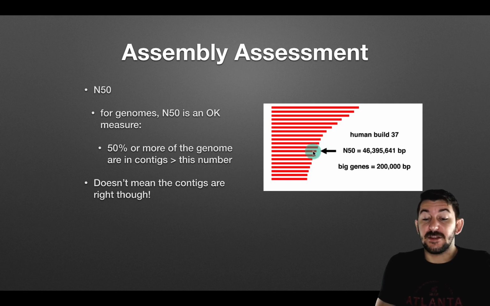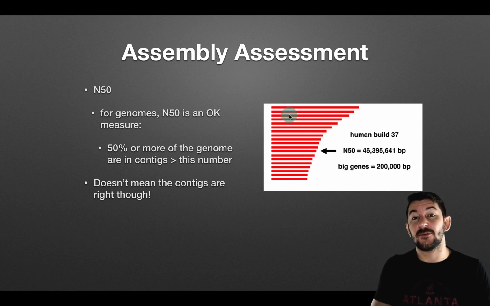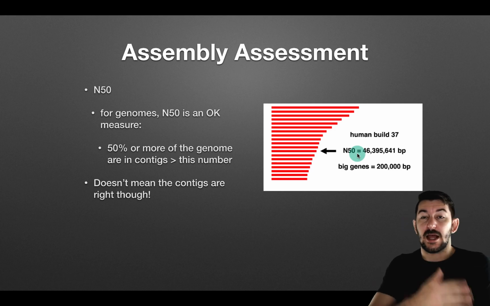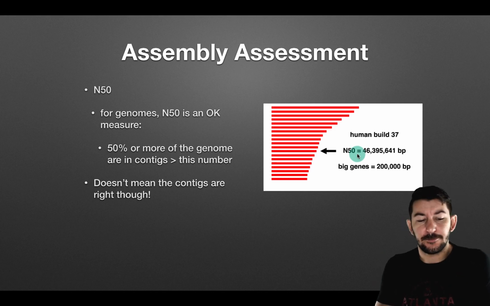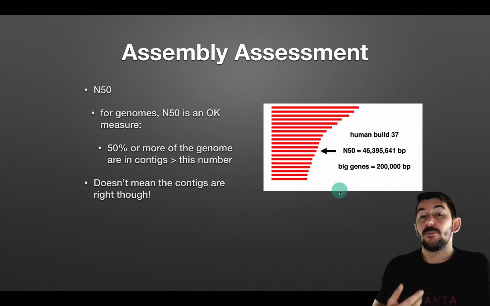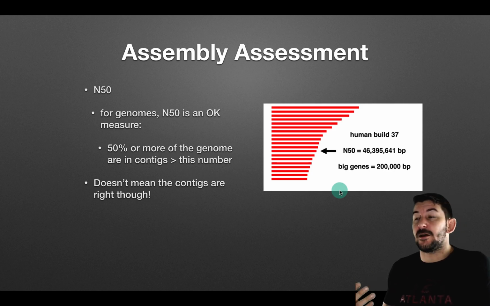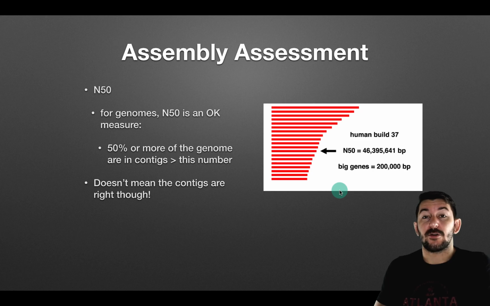So here, if this contig in the human genome is 46 million base pairs long, and you counted all the base pairs in this contig and every contig larger, it would contain at least half of the assembled bases. That's what the N50 number is: the size of that contig that's basically the median, that contains the median base pair, the very middle point if you line them up from smallest to largest contig. Doesn't mean that they're right, but the higher your N50, the larger your contigs on average are across the genome.